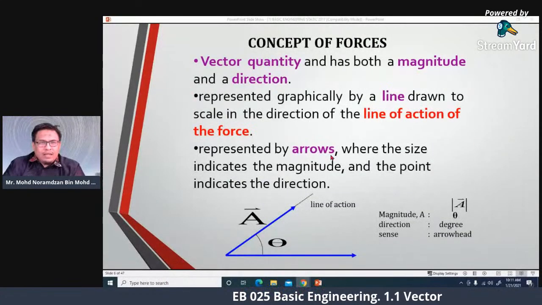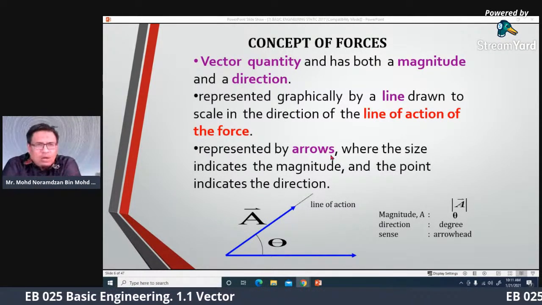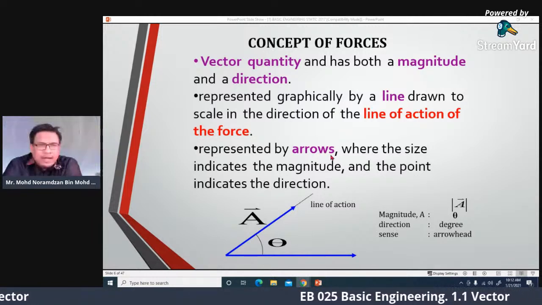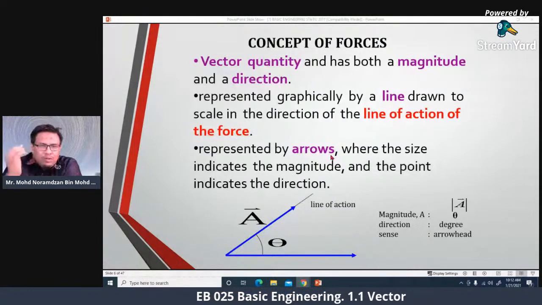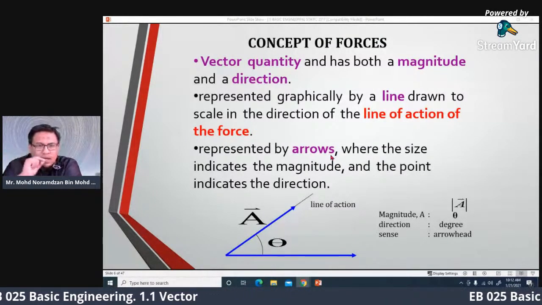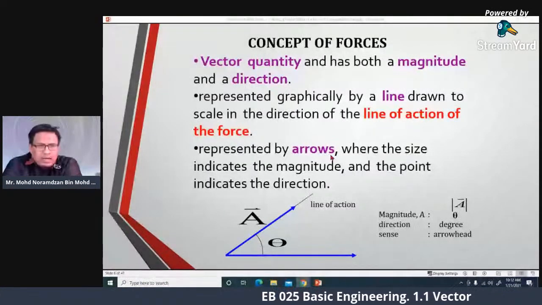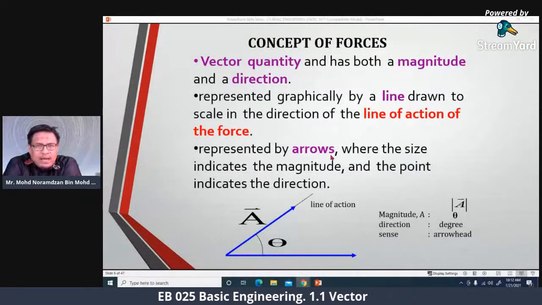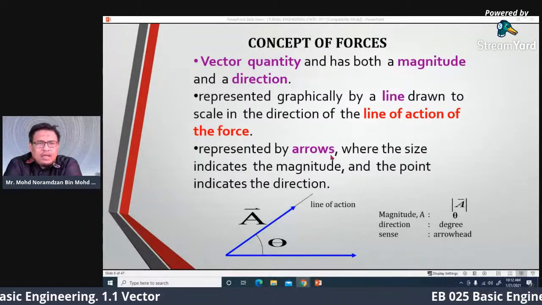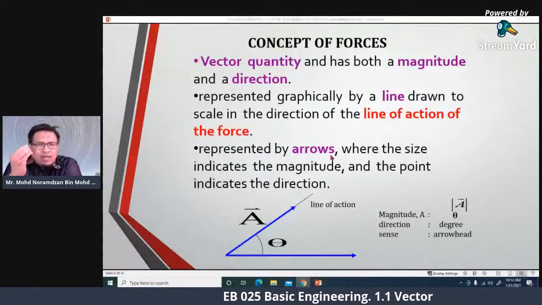Concept of forces. Okay, a vector quantity has both a magnitude and a direction. Magnitude is the value. Direction is the way the force goes. It is represented graphically by a line drawn to scale in the direction of the line of action of the force.